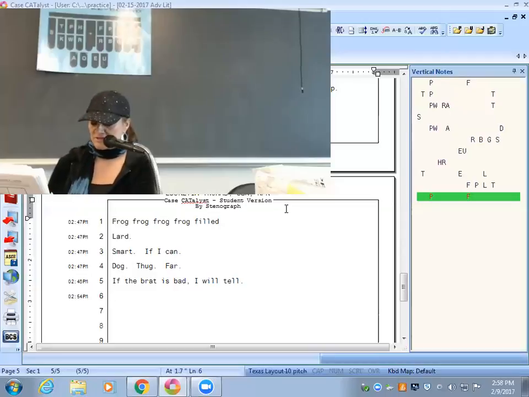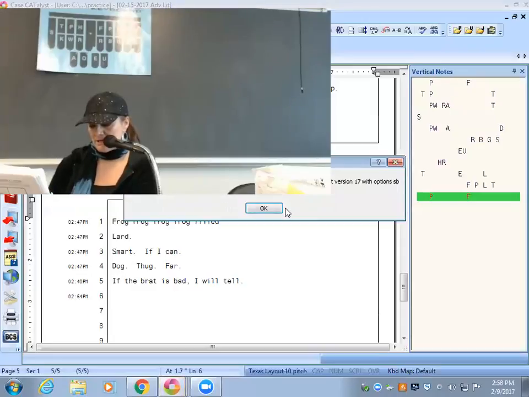The dogs are ripping the shirt. If the brat is bad, I will tell. I filled the big red mug with lard. I will melt the lard.